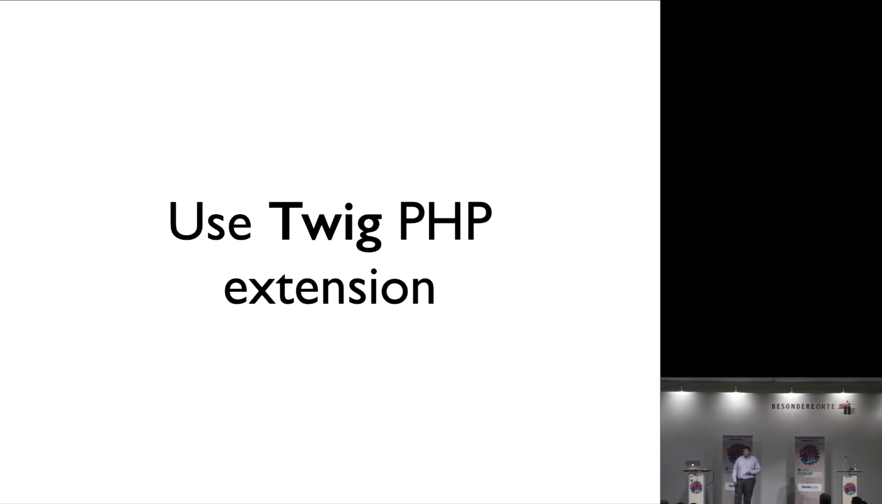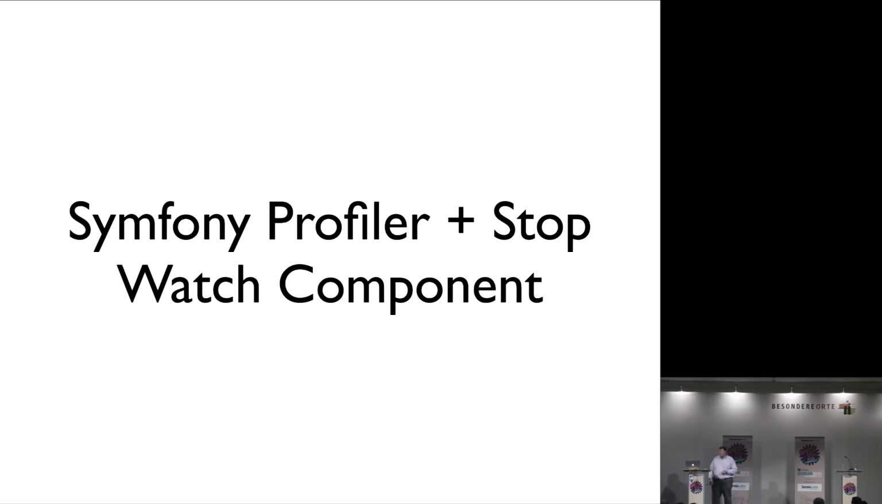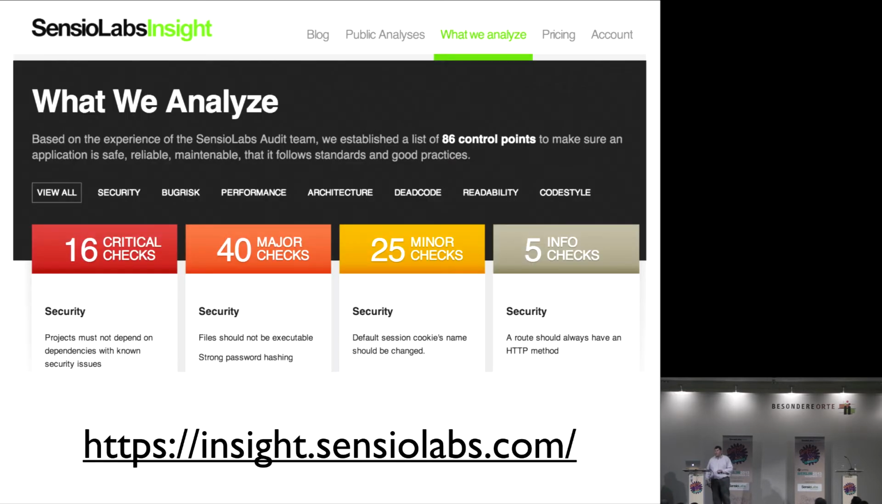Symfony-specific tips: use the Twig PHP extension for a minor performance improvement, optimize your front-end assets with Assetic, and use the Symfony profiler to figure out where your code is slow, and the Stopwatch component to do timing. There's a great website with common production checklists for going live with a Symfony2 app. Definitely check it out. And then, as you learned yesterday, SensioLabs Insight has launched, and you can plug in your project from GitHub, and you'll get performance recommendations, security recommendations, and code quality recommendations. So it's a very quick way to audit your project.